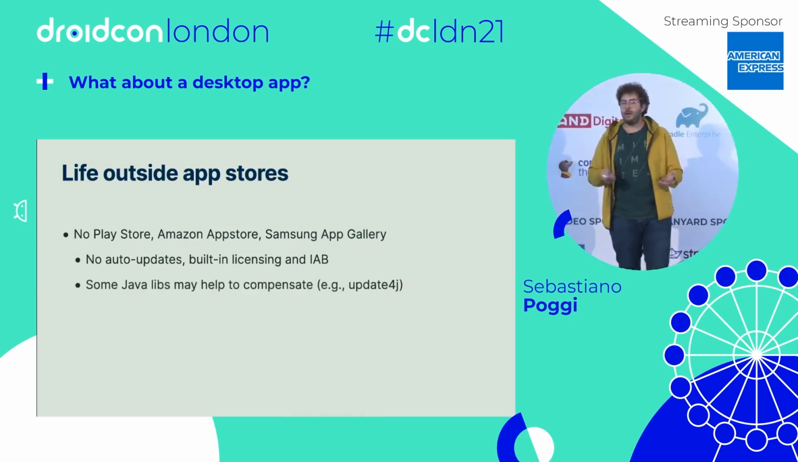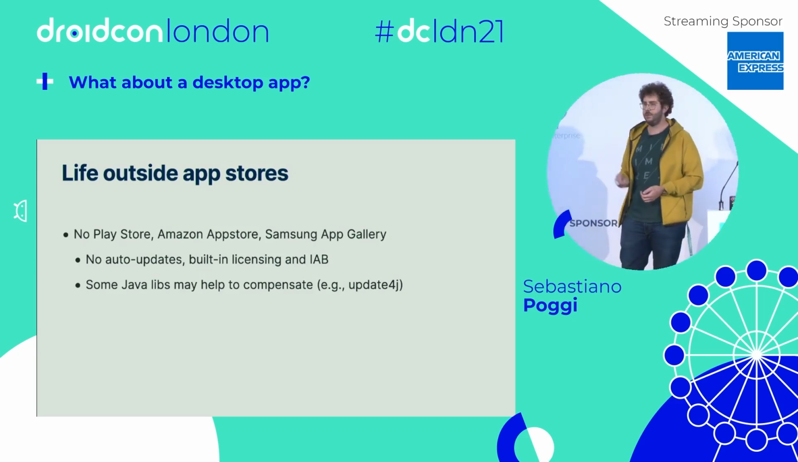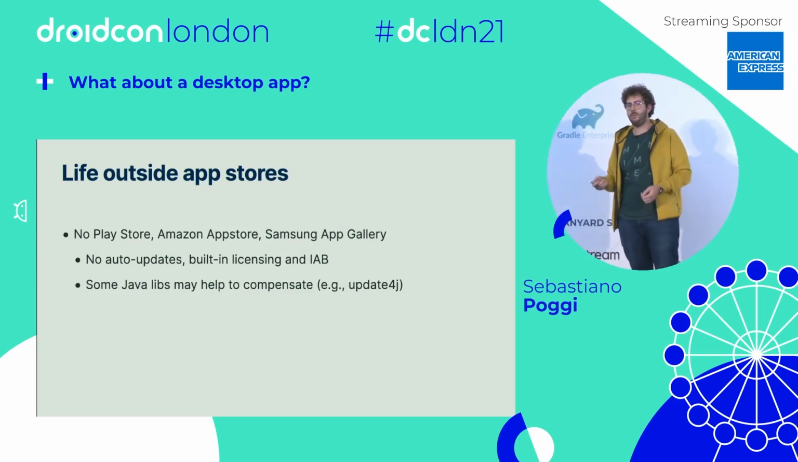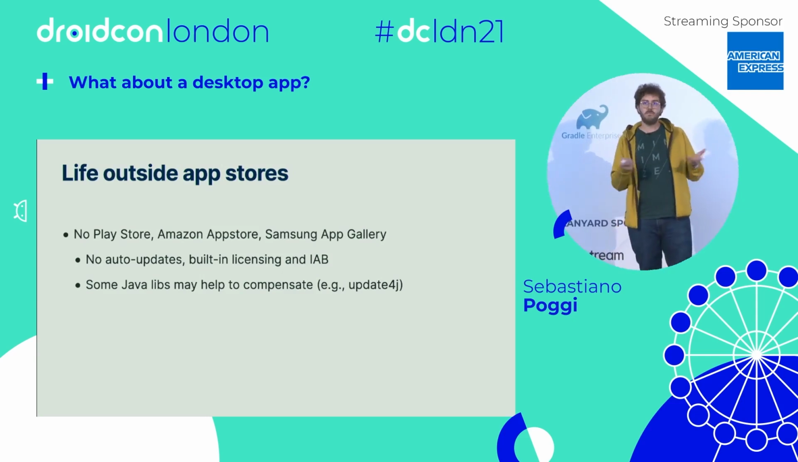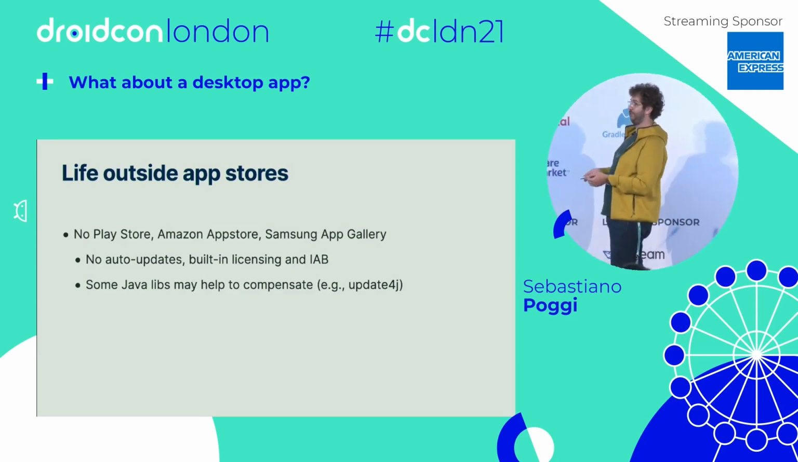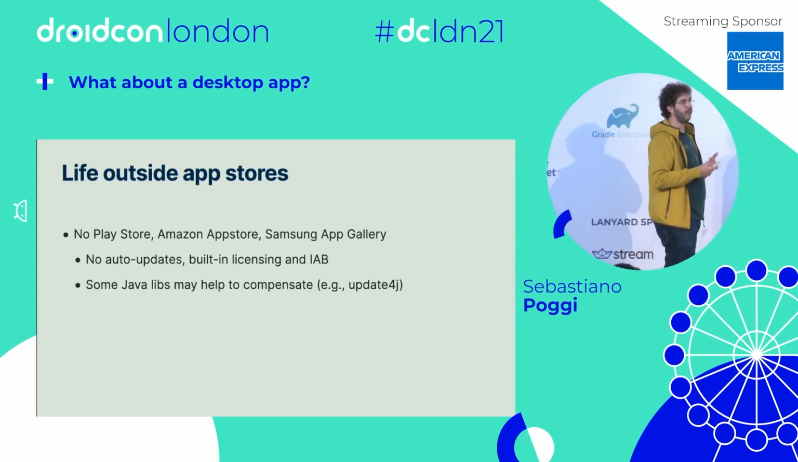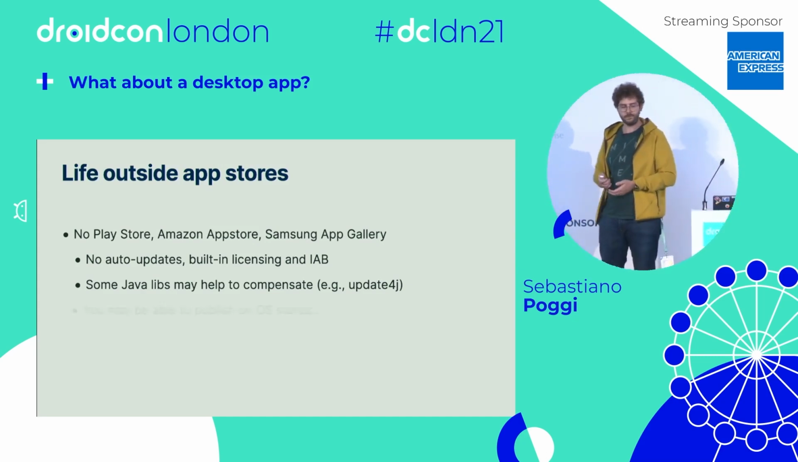There are some Java libraries out there that you can use to implement some of those functionalities. For example, for updates, there's a library called Update4J, just the first one that I found on Google when I was searching for how to do that. And that will work for you. But obviously, you don't get it for free. You have to implement that.